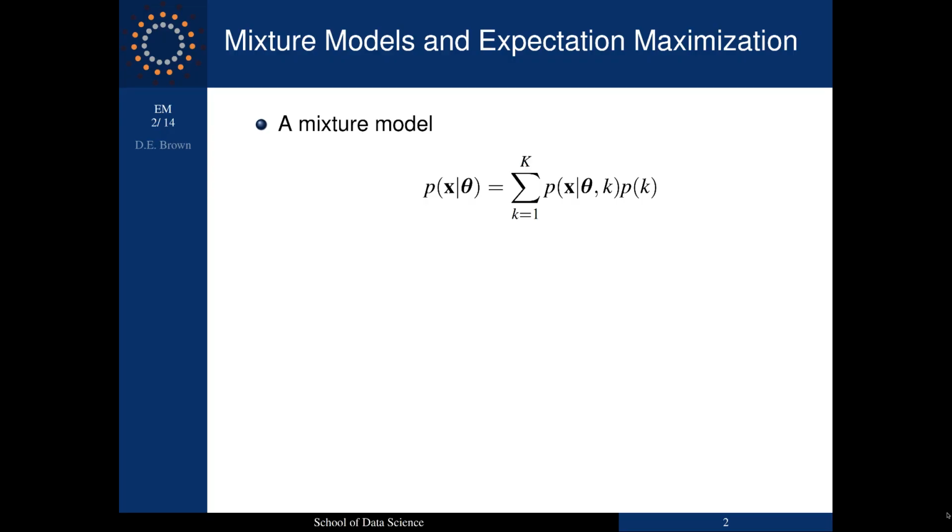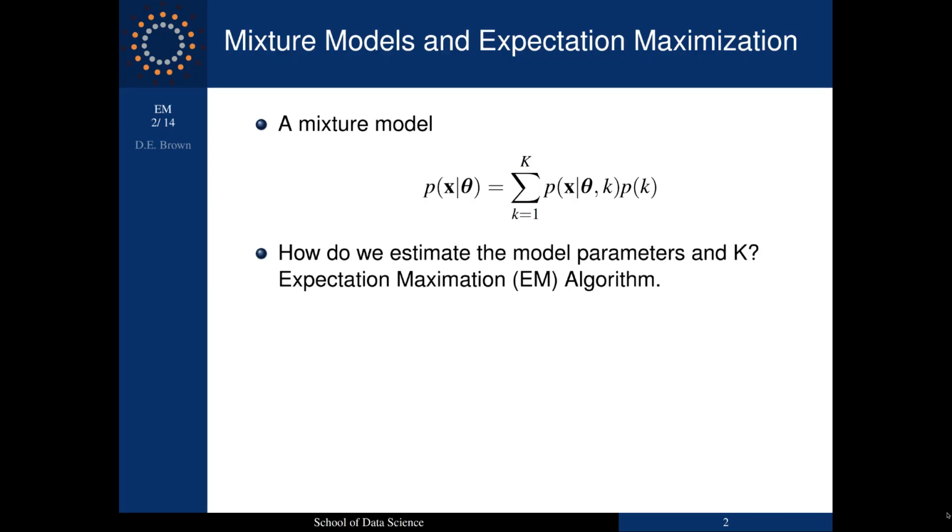Recall that a mixture model is a way for us to describe a probability distribution, or in this case a density function, as the sum of other density functions, indexed by particular groups, particular densities that they're from. So it could be a mixture of Gaussians, a mixture of Bernoullis, a mixture of binomials, whatever distribution we might want. In fact, it doesn't even have to be a distribution. It can be models more generally. The question is, how do we estimate these parameters?